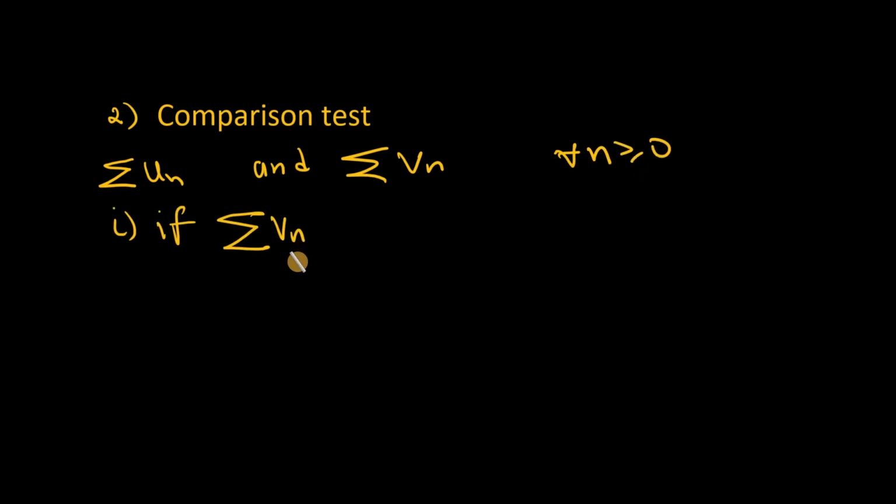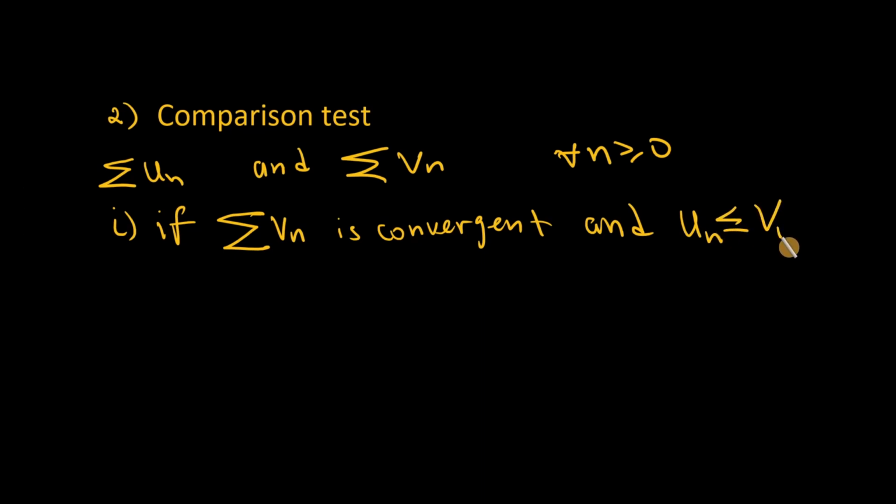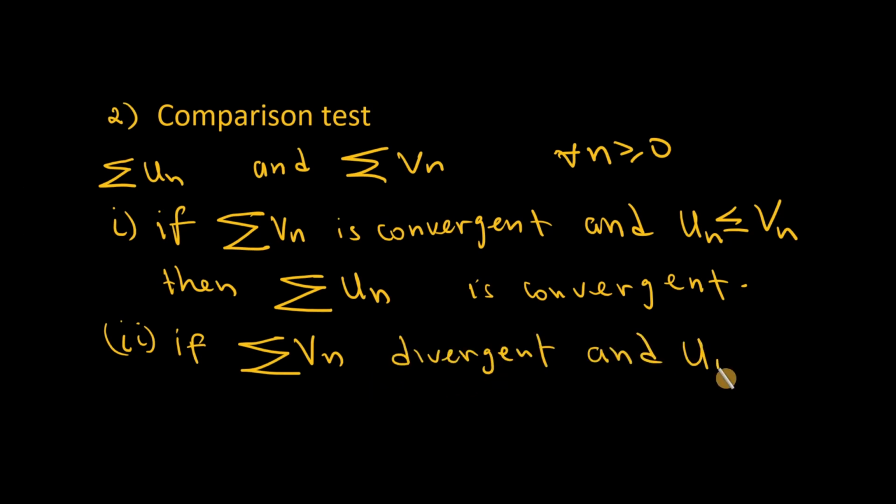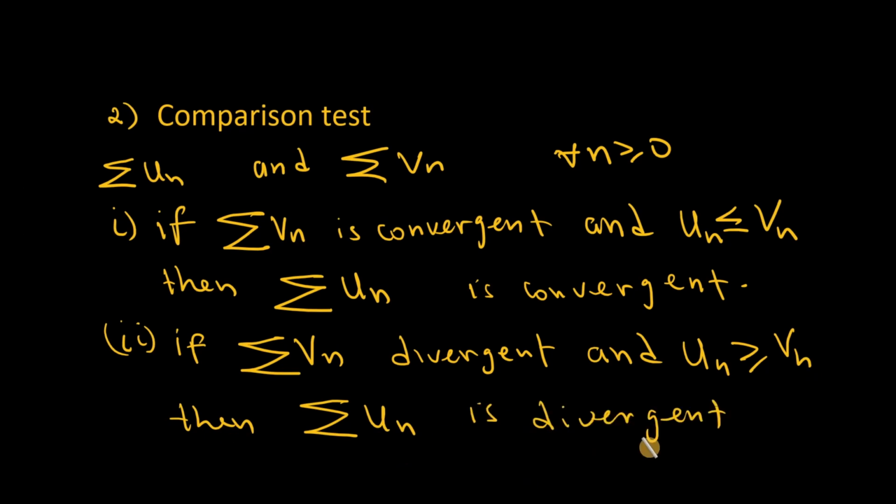2. Comparison test. Let's say we have two series, summation un and summation vn, where un and vn are positive sequences for all positive values of n. If summation vn is convergent and un is less than or equal to vn, then summation un is convergent. Roman 2. If summation vn is divergent and un is greater than or equal to vn, then summation un is divergent.